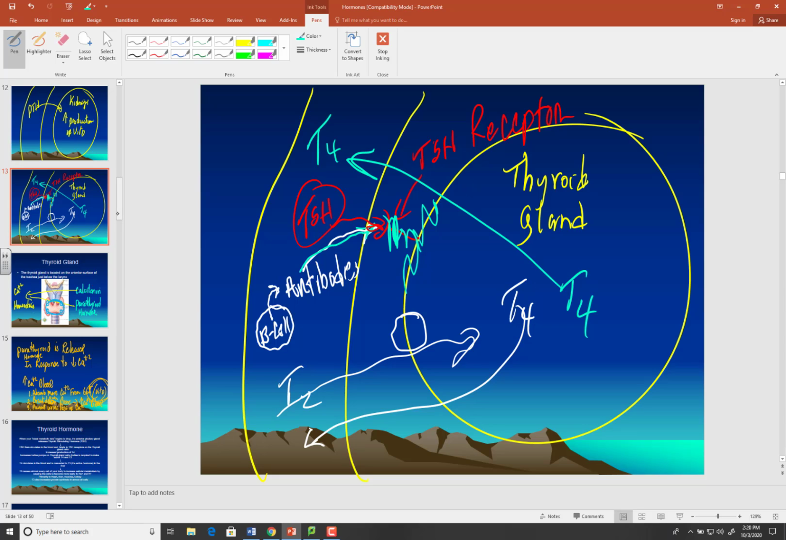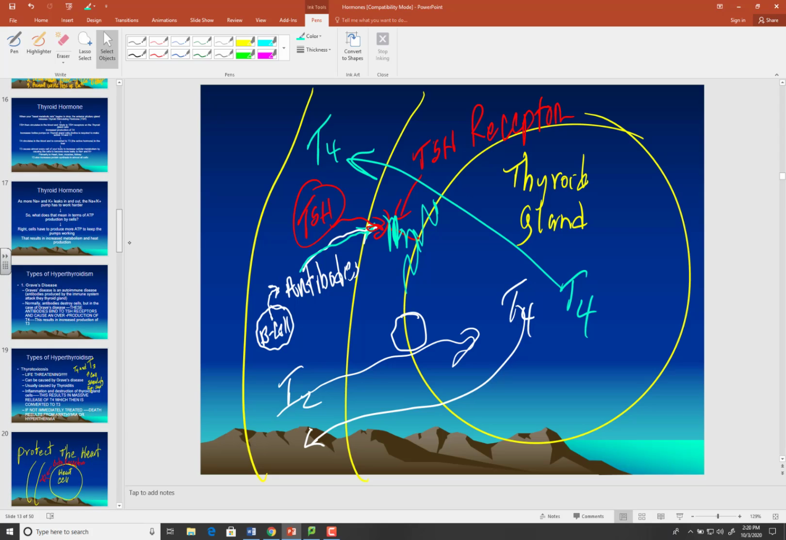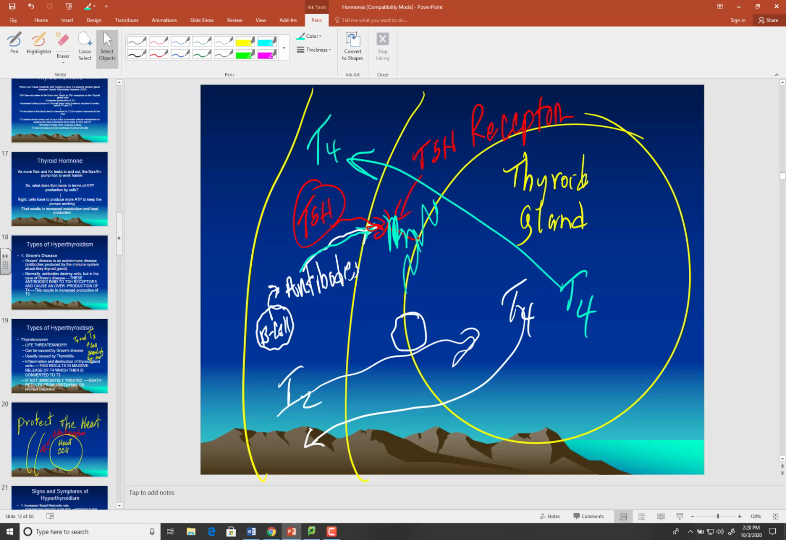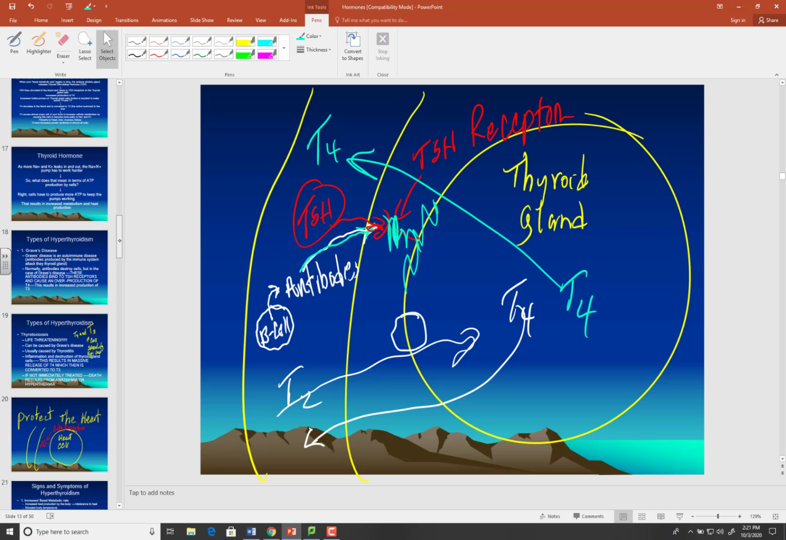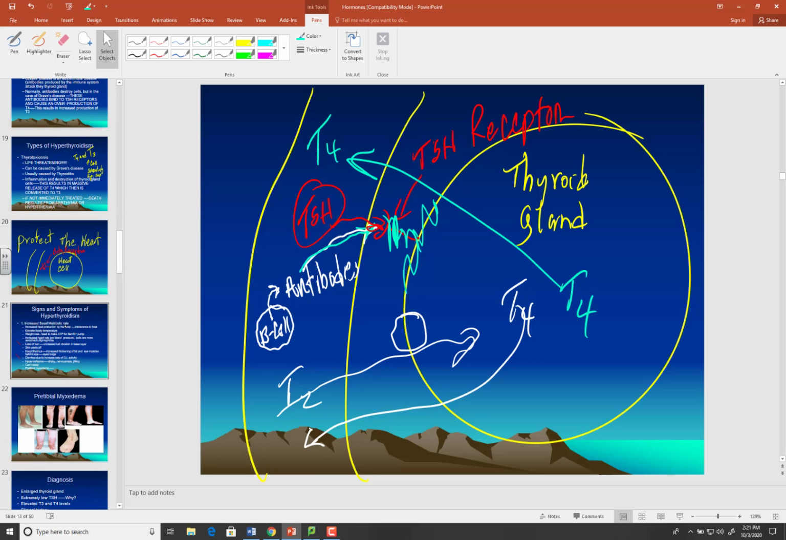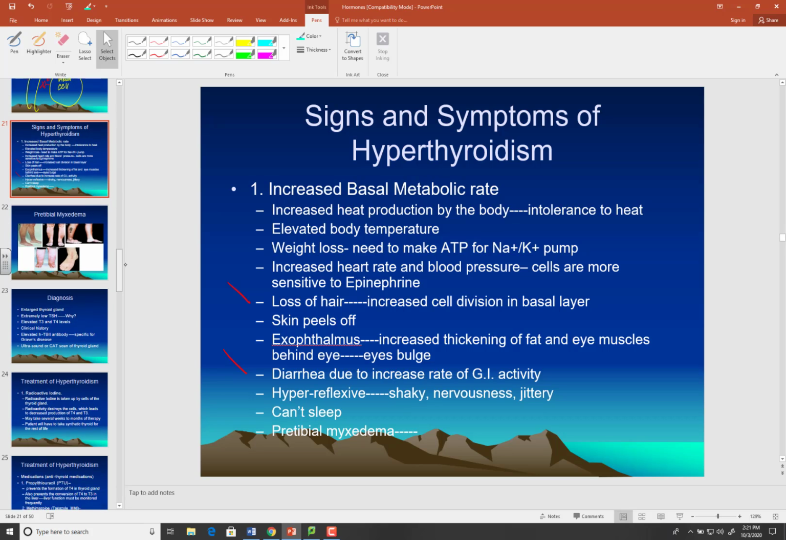And again, these are specific antibodies that can be drawn into the blood. But the first effect of the antibody is to attack and destroy the TSH receptors. So that's why they develop hyperthyroid or hypothyroidism. So Hashimoto, hypo. So let's look at some of the signs and symptoms of hypothyroidism.